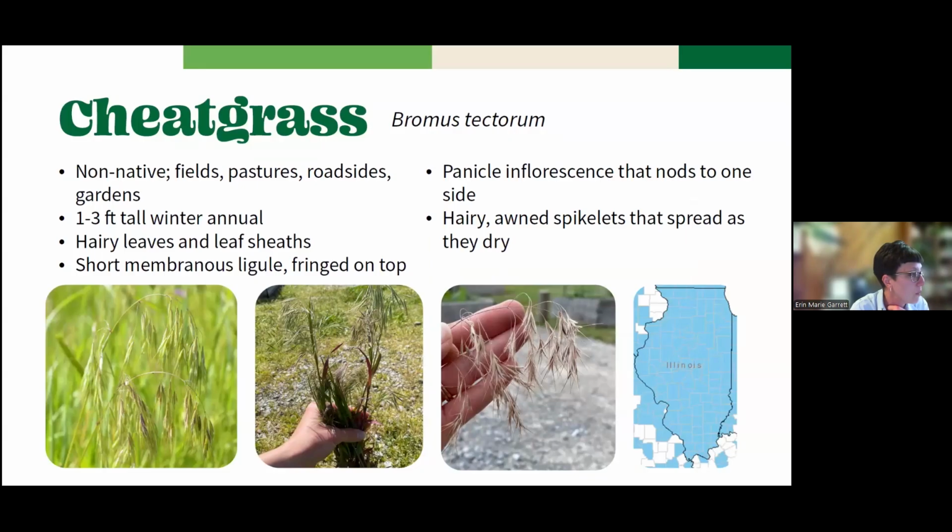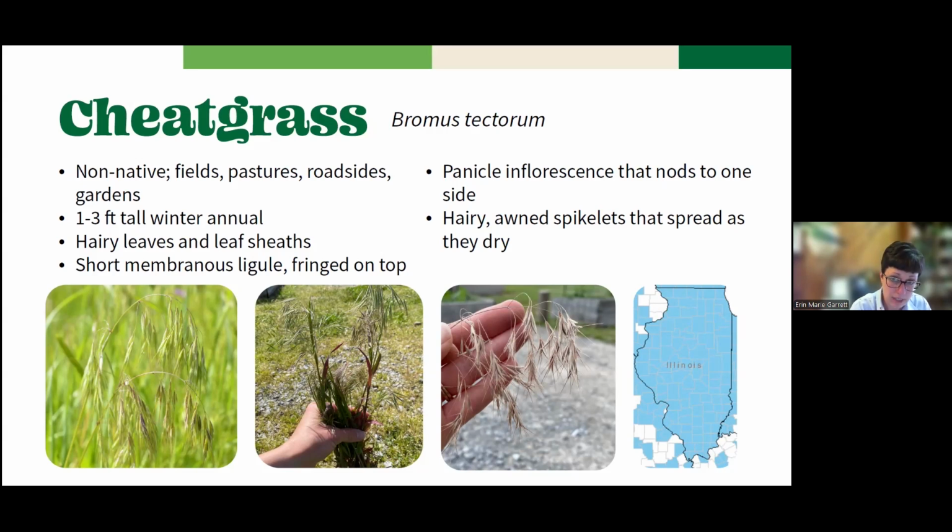Okay, we're going to move into cheatgrass next. So we're going to look at a couple different bromes. And we did look at a brome back on day one under the woodland plants, and it was that hairy woodland brome, which is a native brome. But most of the grasses in that genus are non-native to Illinois.